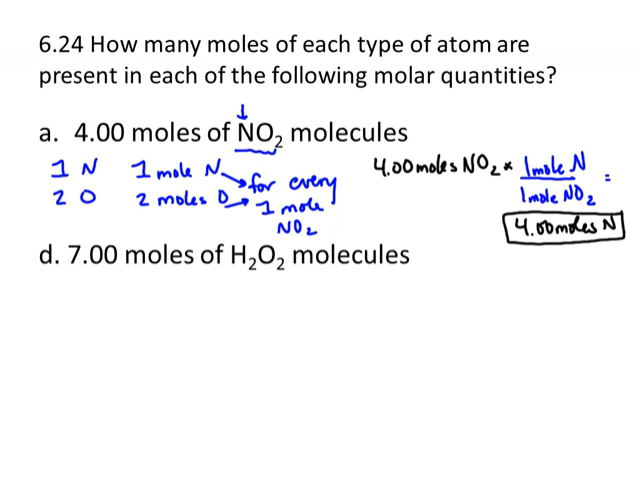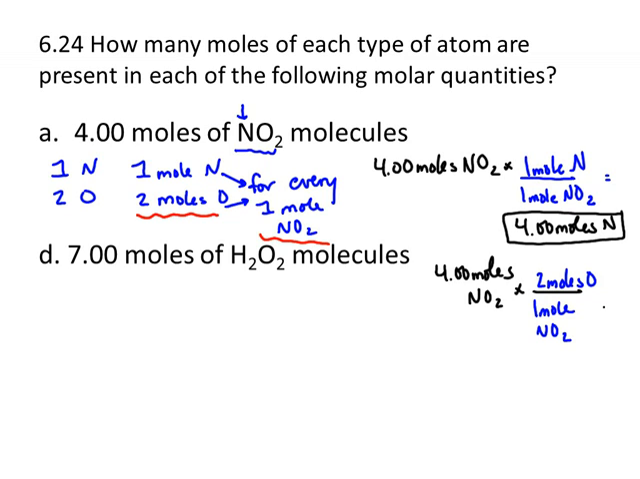The oxygen, I have 4.00 moles NO2. And this time, I want to use my relationship with oxygen. And the relationship was 2 moles of O in every 1 mole of NO2. Right? That came from my formula when I broke it down right over here.